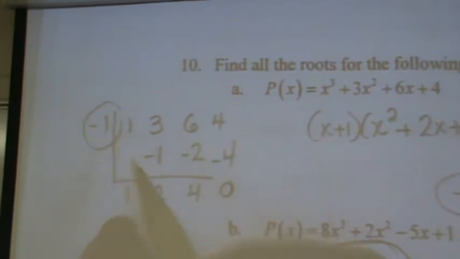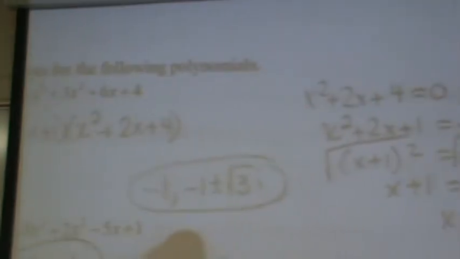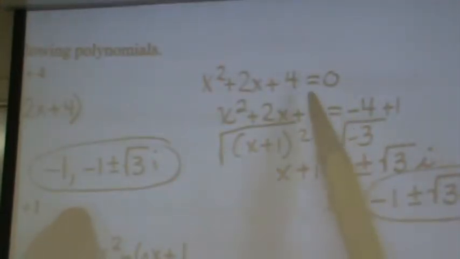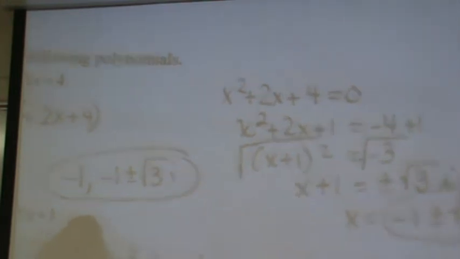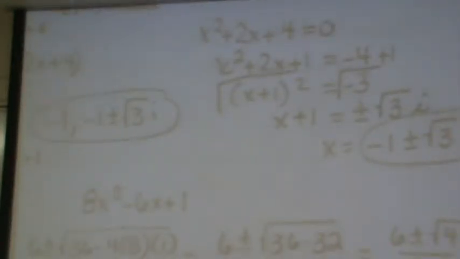So if -1 is a 0, now what we have here is this trinomial, 1x squared plus 2x plus 4. And now what you have to do is solve for these two. And I show you here that I used completing the square. I subtracted 4, took half of 2, squared it, and finished the rest. The answer is -1 plus or minus 3 root 3i. And also don't forget -1.